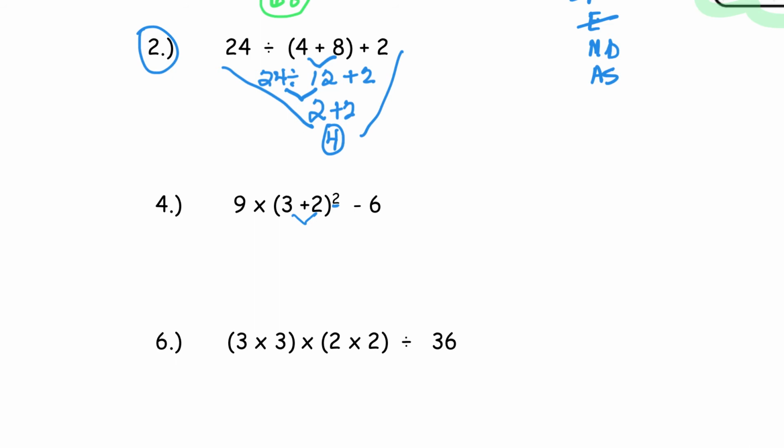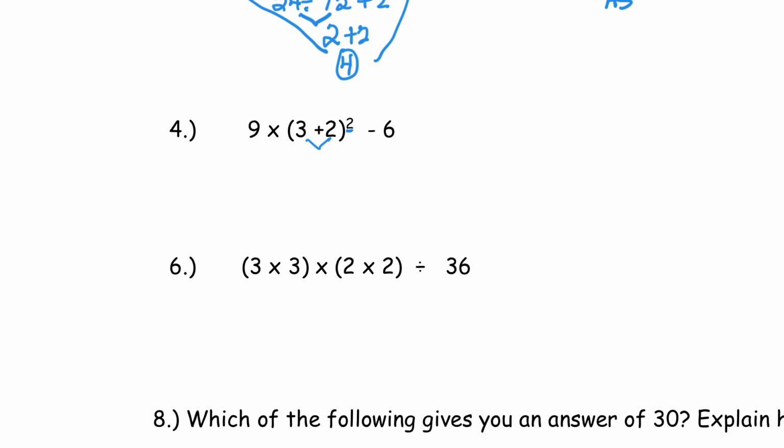Pause the video, give it a try, and then I'll go through it step by step. So the first thing you want to do is solve. 3 plus 2 is 5. Now, remember, it's to the second power. So then I'm going to bring everything else down, and I wind up with 9 times 5 to the second power, or 5 squared minus 6.